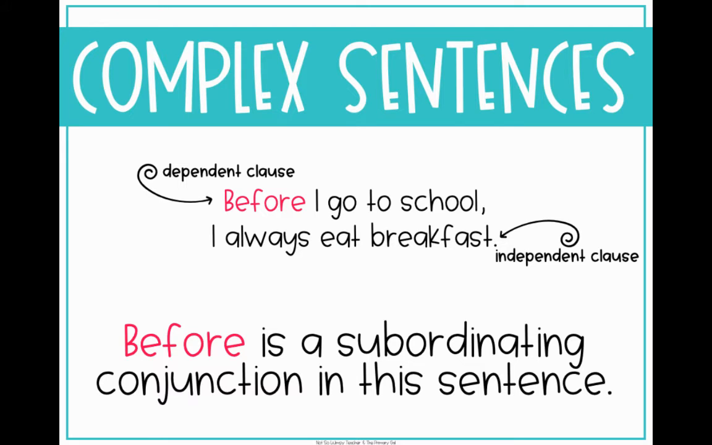We have subordinating conjunctions that go before the dependent clause. So, before I go to school is the dependent clause. Before I go to school is not a complete thought. I always eat breakfast is an independent clause. It is a complete thought, a simple sentence.